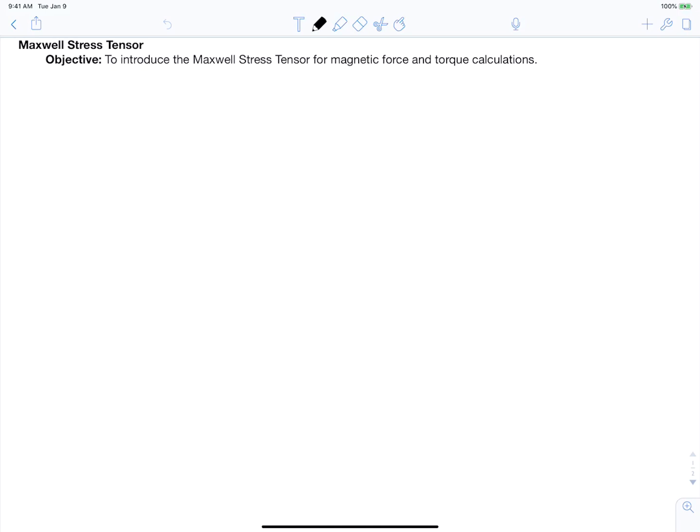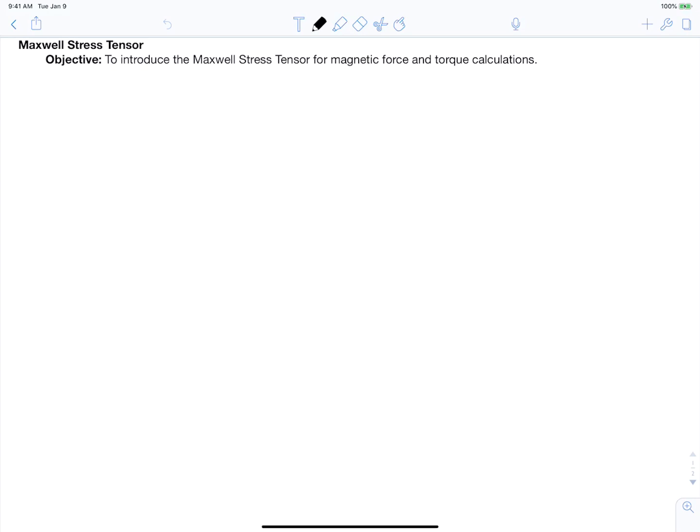The objective of this video is to introduce the Maxwell stress tensor for magnetic force and torque calculations. But before we get there, I want to frame this within the broader context of this course and how we will be using the Maxwell stress tensor. This is another analysis tool. However, this analysis tool assumes that you already have calculated your magnetic fields everywhere in the cross-section of your machine.